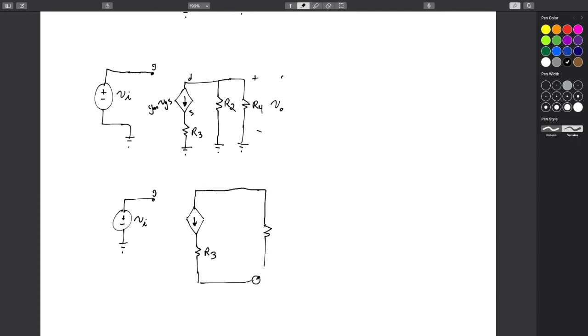I'm just going to draw one resistor because these are in parallel. So it's just R2 R4 over R2 plus R4. Very nice. That is the voltage out. And then, of course, this current right here is going to be based off of VGS and GM.